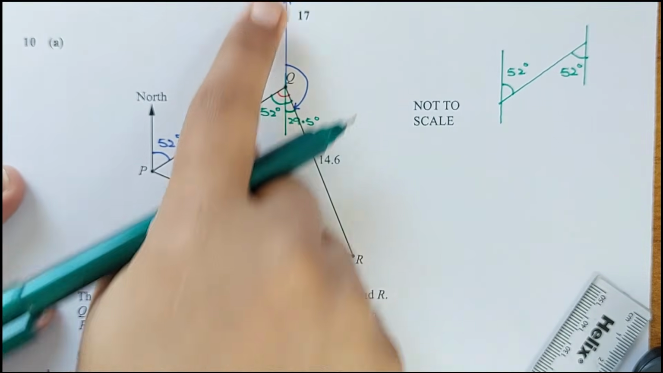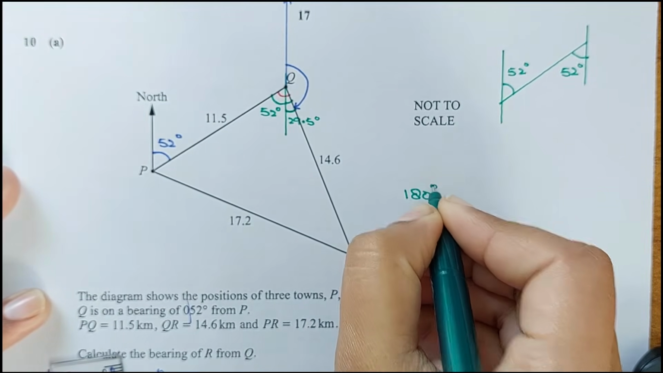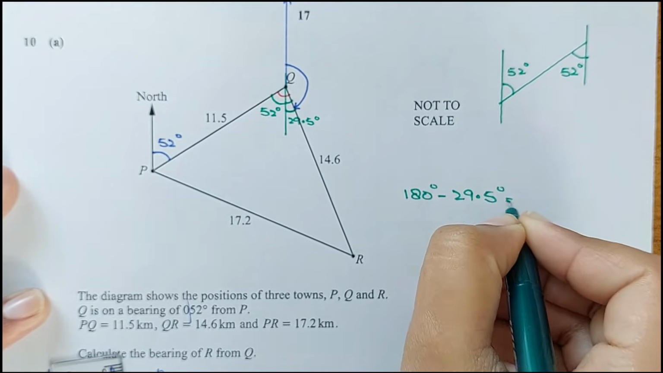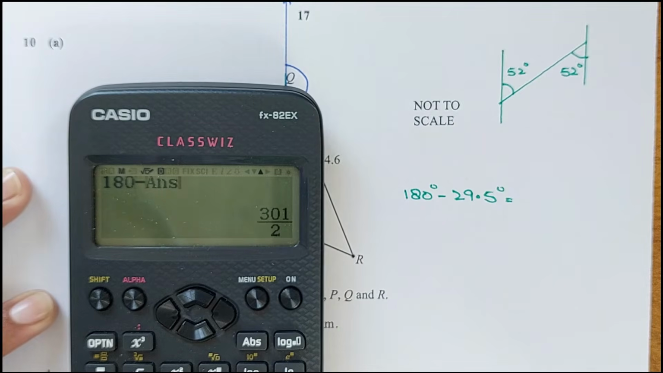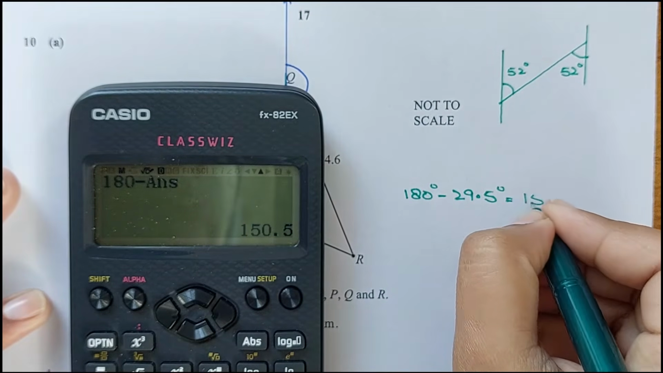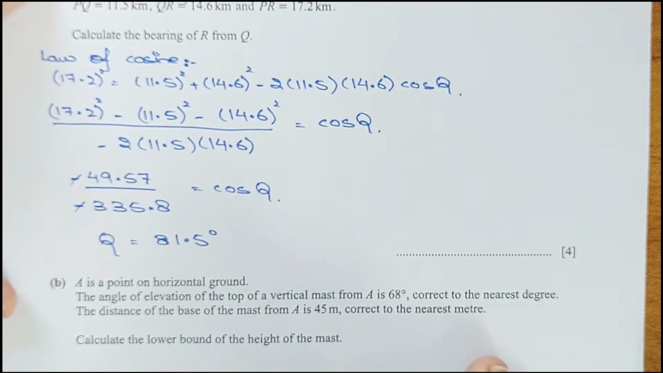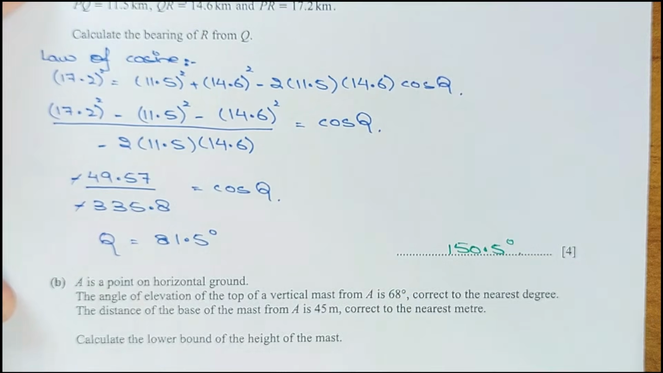Okay, so this straight line is 180. So from 180 degrees, we have to subtract 29.5 degrees to get the bearing of R from Q. 180 minus 29.5, this angle is 150.5 degrees. All right, let me write this down. This is 150.5 degrees, right?